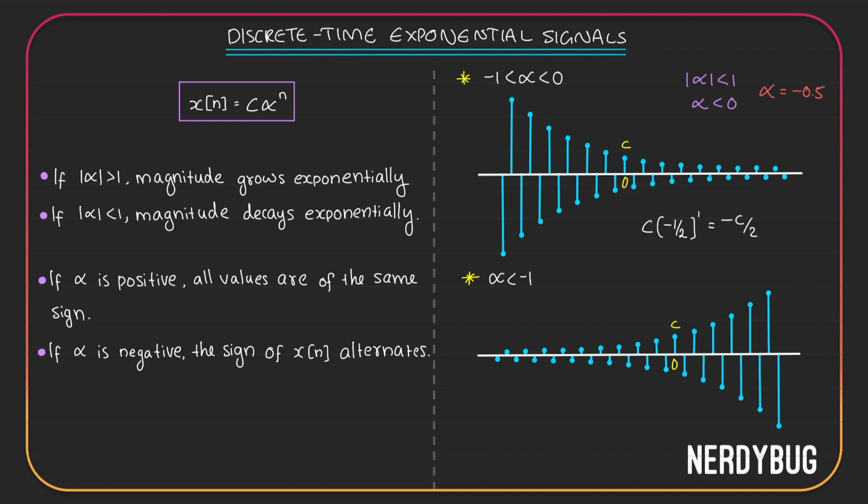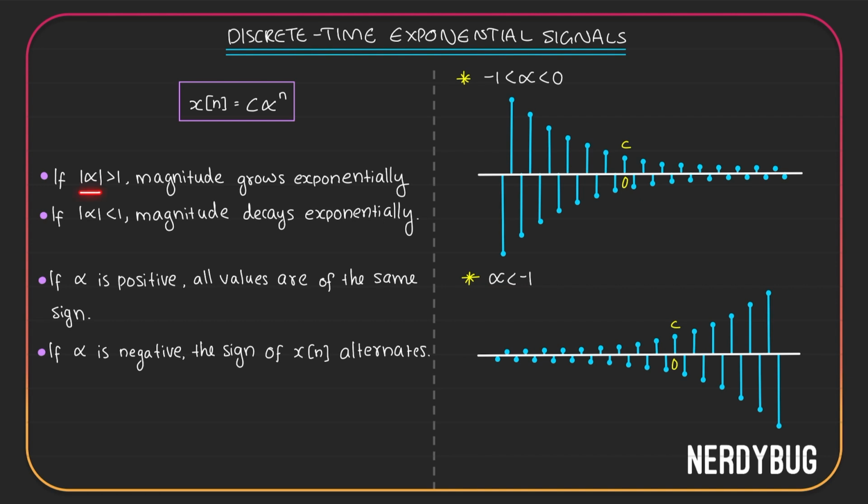Now at t equals 2, I get C times (minus 1 by 2) squared. So now what happens is the negative will be cancelled. I get C by 4. So again it has decreased. Also the sign has changed. It is positive now. So we can confirm both statements. When magnitude of alpha is less than 1, it is decaying exponentially. And if alpha is negative, the sign is alternating. In the next case, we have alpha less than -1.